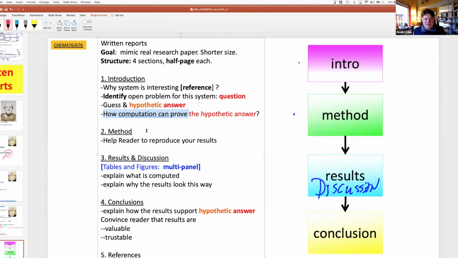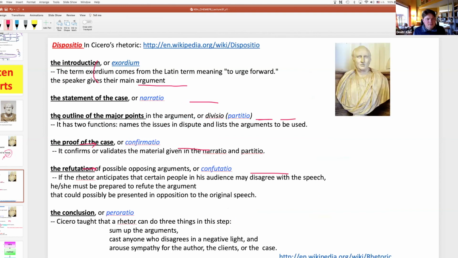Then next is the method, which would correspond to the outline of major points, the divisio partitio.